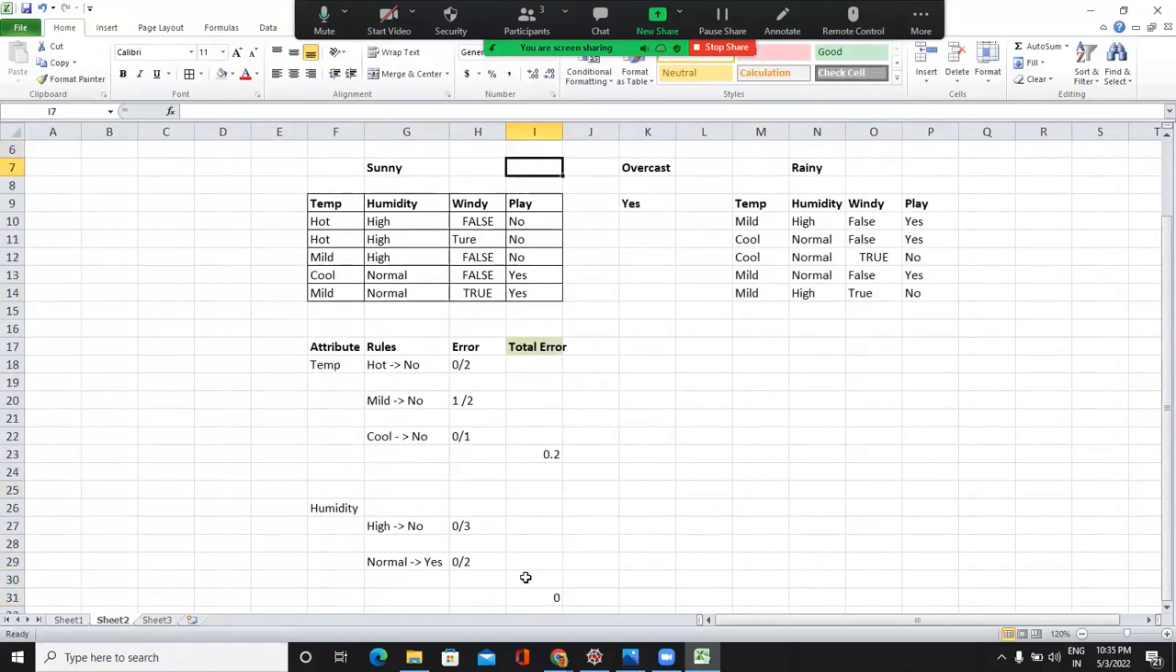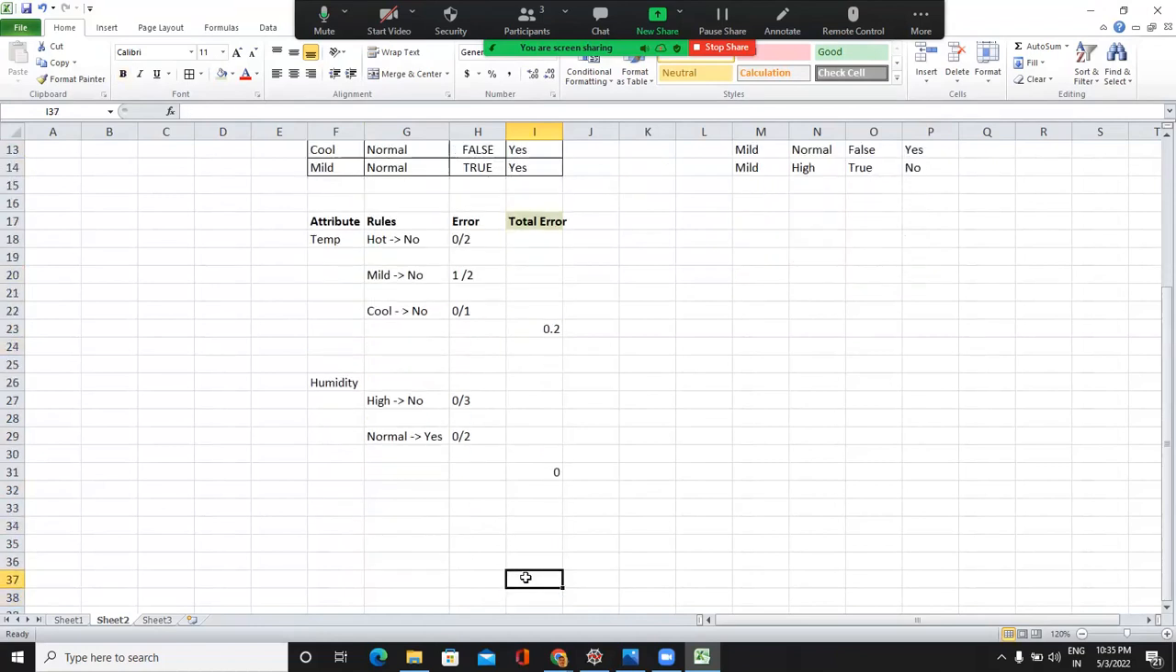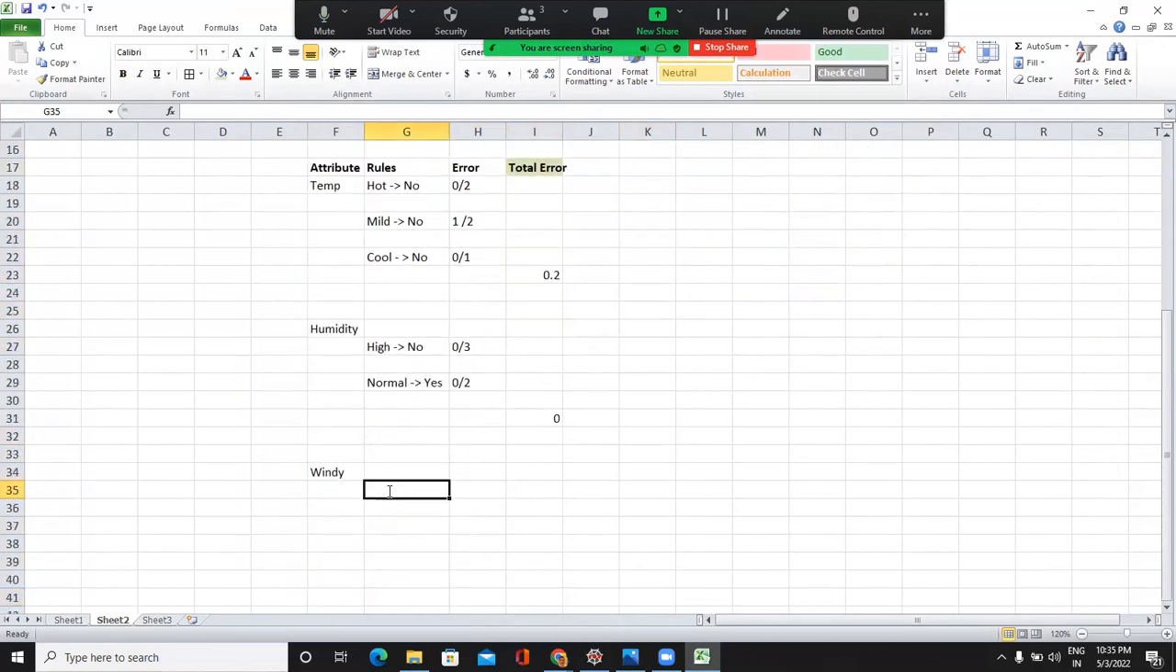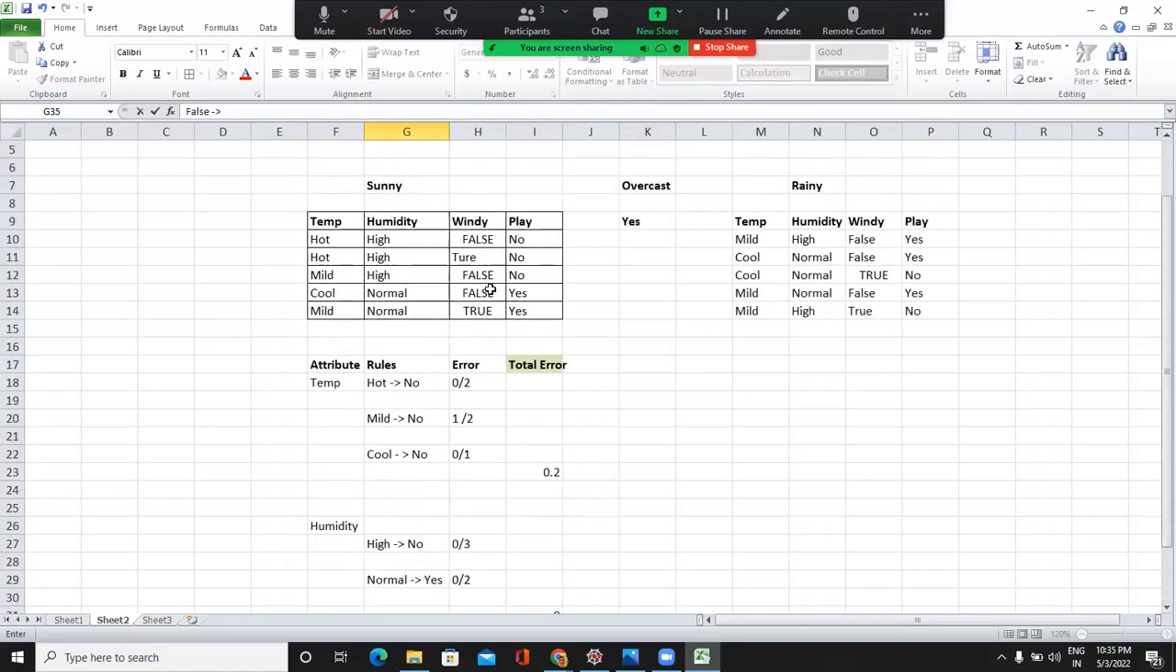So you can guess, we probably don't even have to do for the next attribute, that is windy, but still let us do it, because this is the first example. So windy, what are the possibilities in windy? Windy can be false. Let us write false. What should be the rule? False no, false no, false yes. So 2 times no, 1 time yes. So we will choose false as no as the rule.